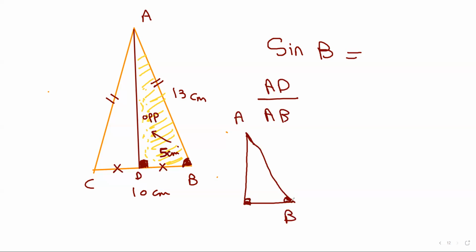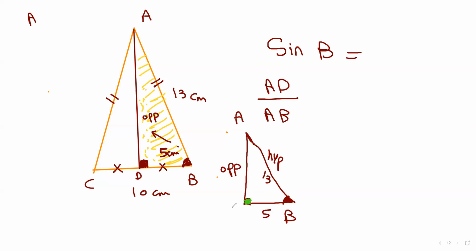This is the angle I want to get. It's a sine. So this side is the opposite, and this is the hypotenuse. So how can we get AD? By using Pythagoras. So AD, this side is 13, and this side is 5. How can we get AD? Equals what?